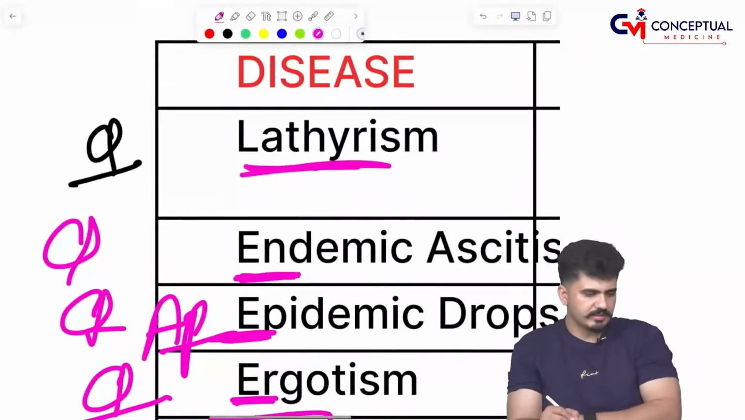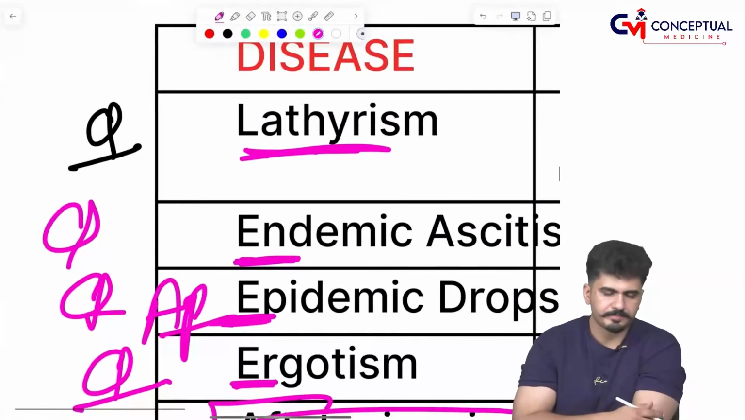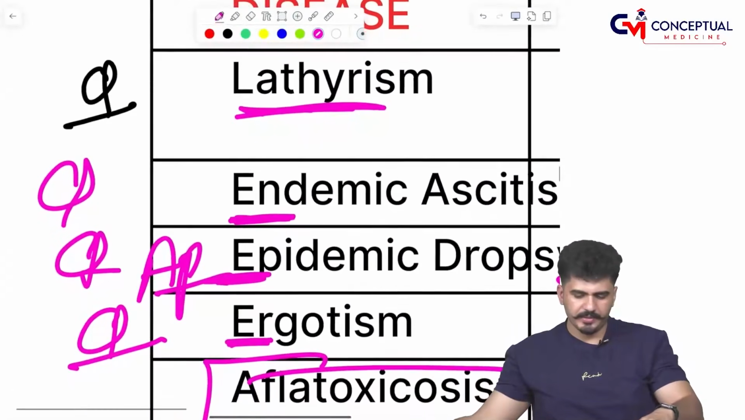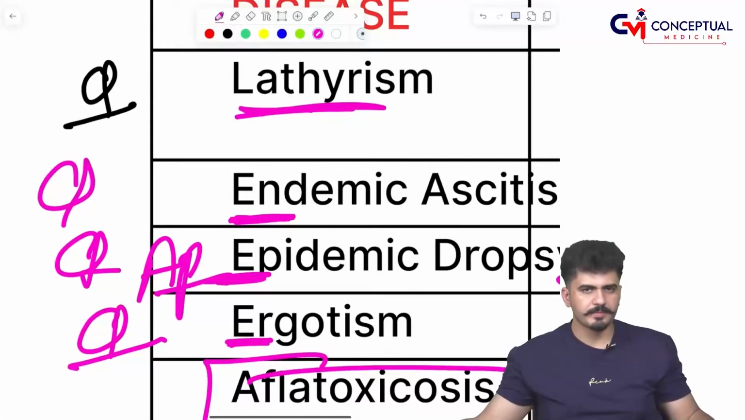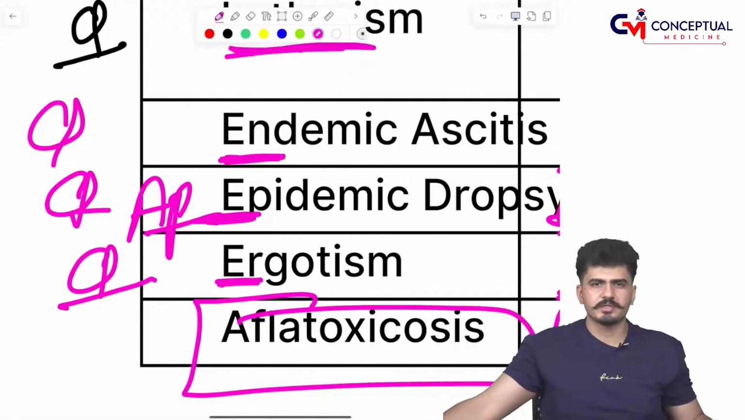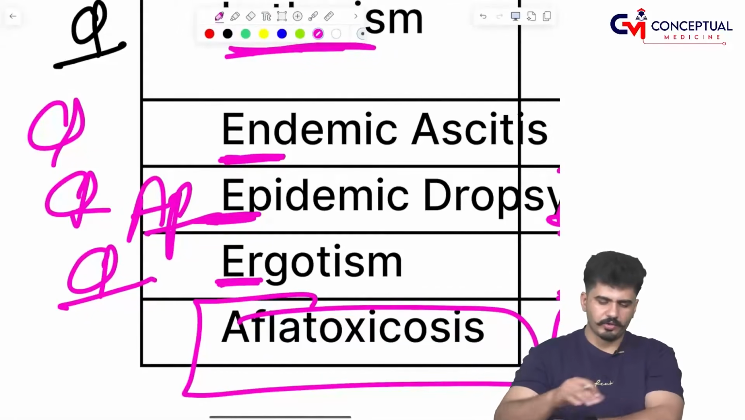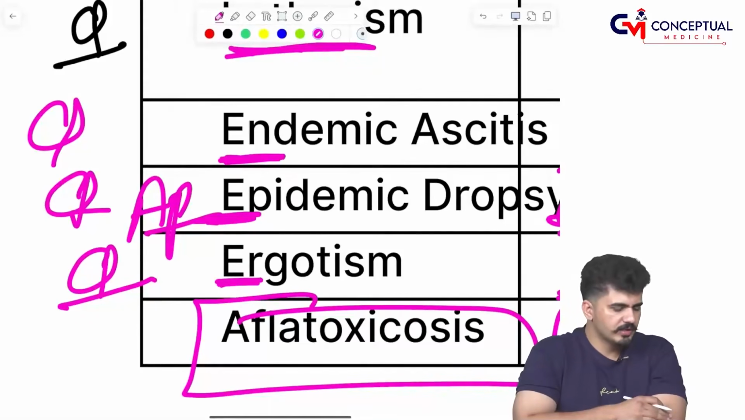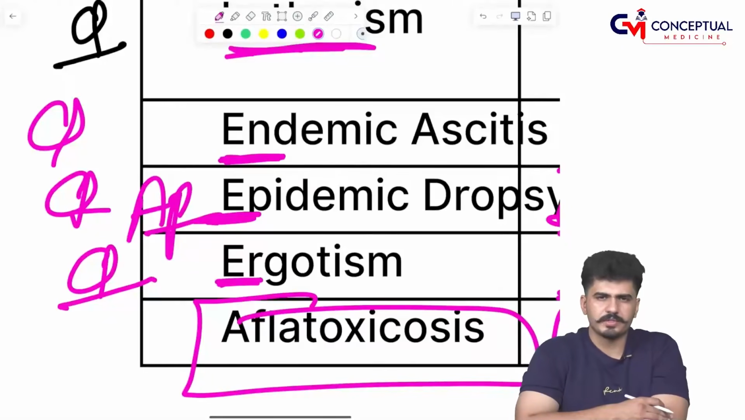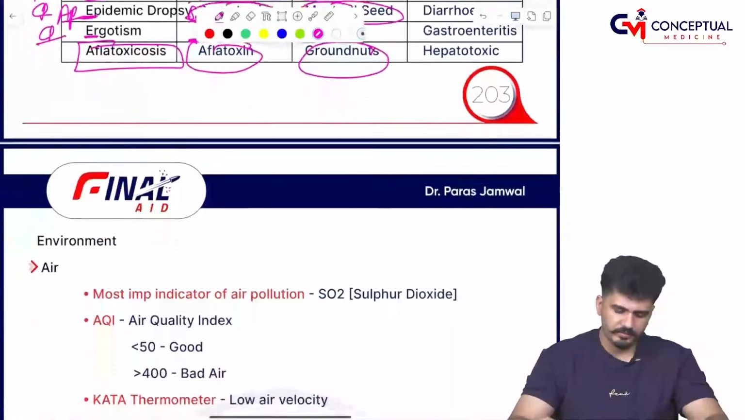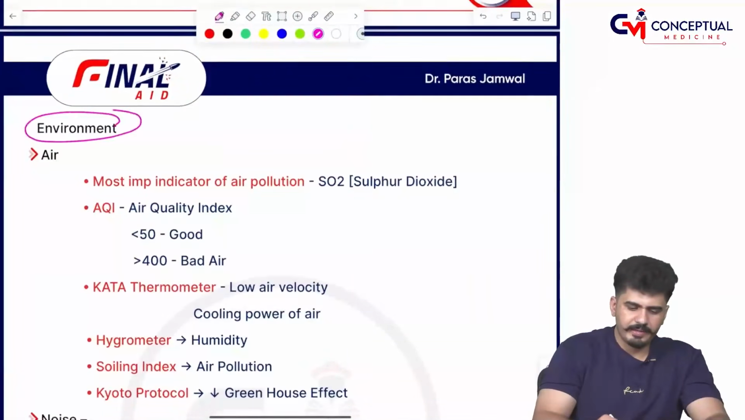Now I'll ask you questions, please write them down. For epidemic dropsy, what toxin am I talking about? Sanguinarine, very good. Aflatoxicosis, which food is causing this? Groundnut, very good. Now coming to the next chapter, that is environment.